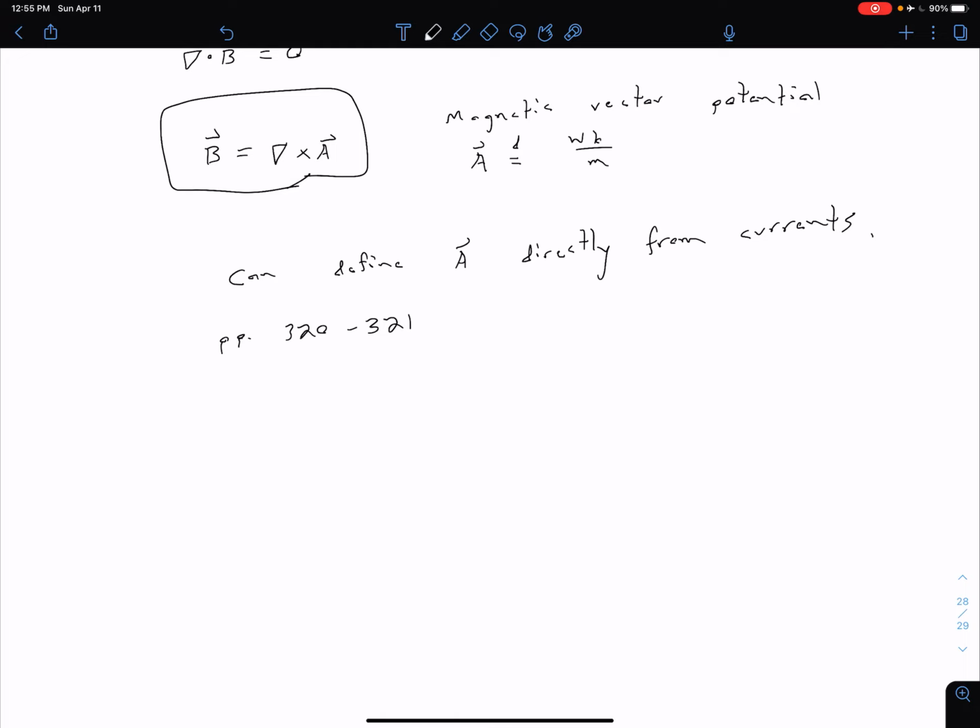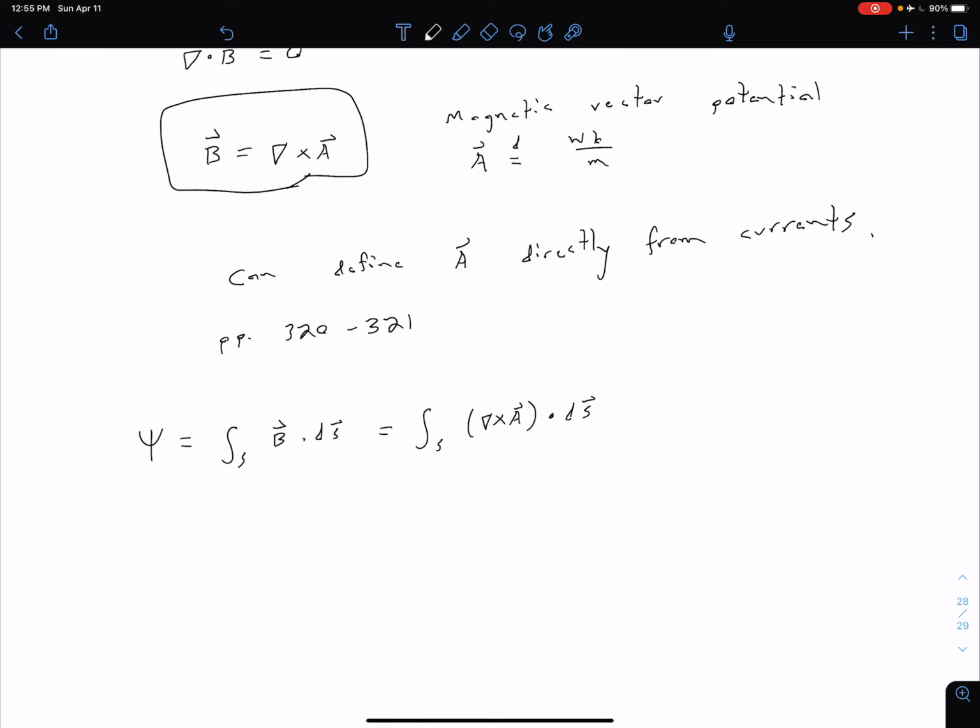I do want to note one other important equation where we can use this magnetic vector potential though, and to do that, let's start with the definition of our magnetic flux. So we said the magnetic flux is the integral over the surface of B dot ds. Well, we know then that we can substitute this expression for B, so we can say this is equal to the integral over the surface of the curl of A dot ds.